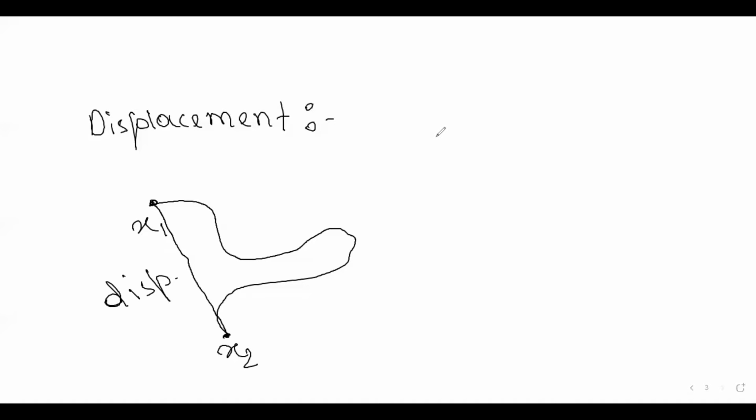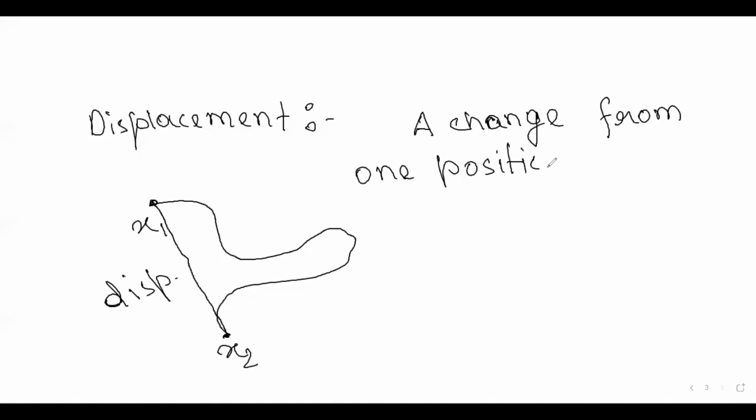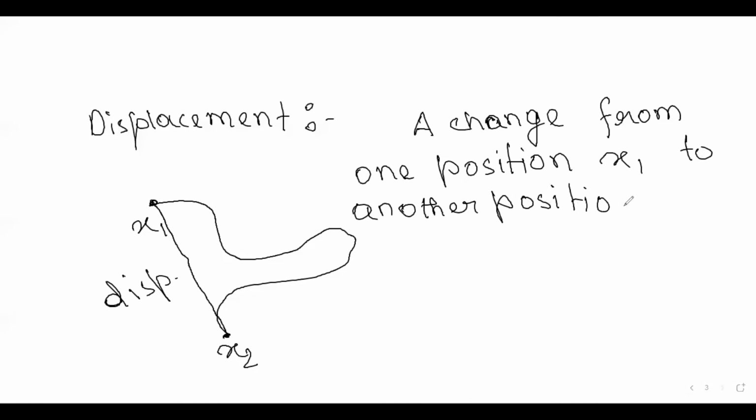So we can define it like that: a change from one position x1, our initial position, to another position x2 is called a displacement.